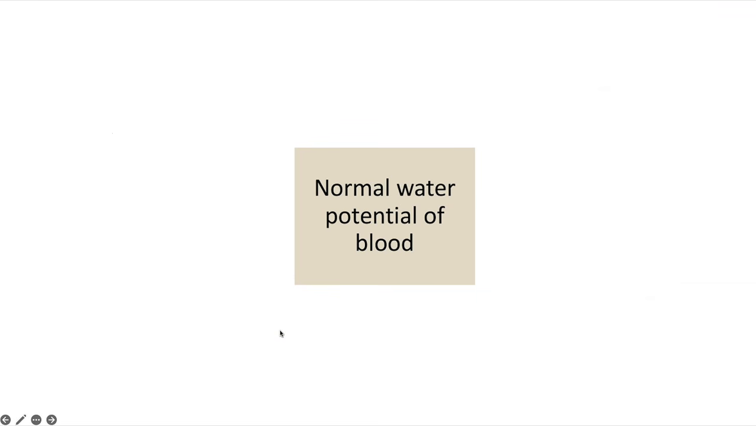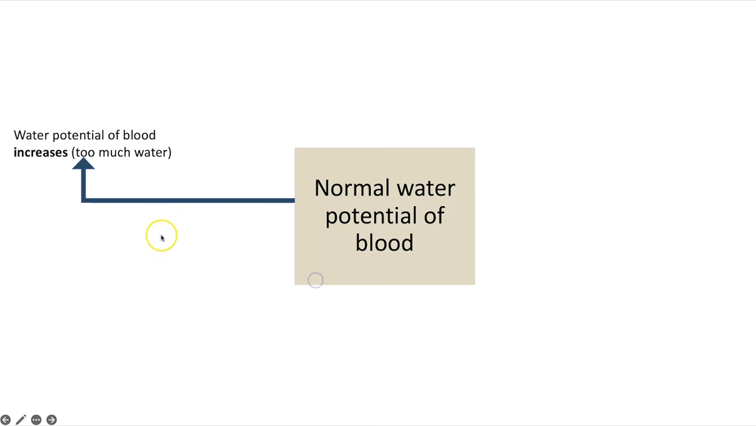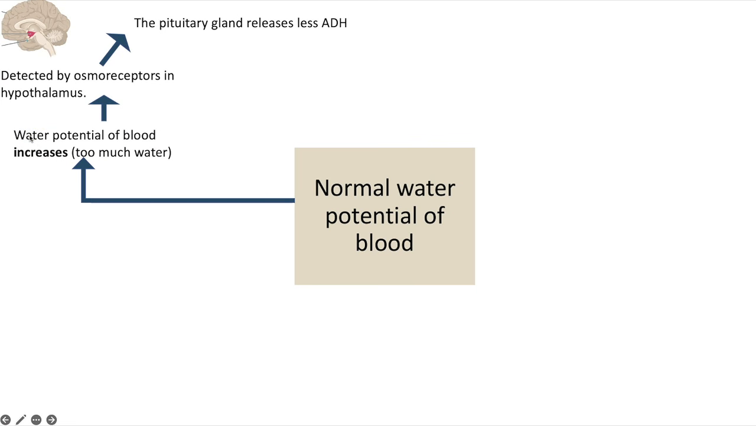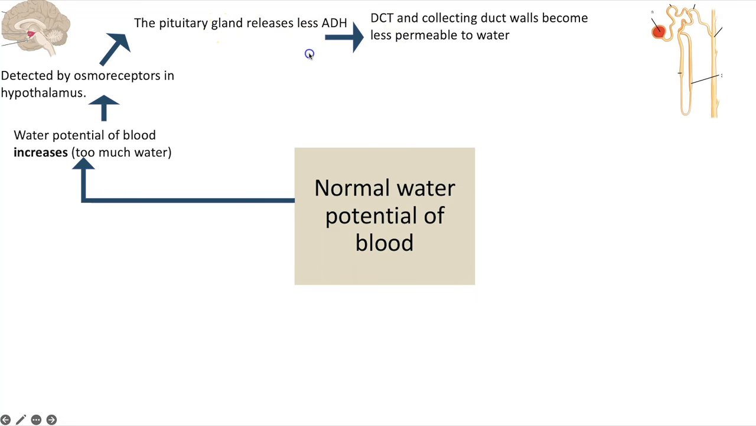So if we have a look then at how this helps to regulate the water potential, if the water potential of the blood increases, so meaning you've got too much water in your blood, so maybe you've had a lot to drink in terms of water, that is going to be detected by the osmoreceptors in the hypothalamus. That causes the hypothalamus to produce less ADH, and therefore the pituitary gland is going to release less ADH.